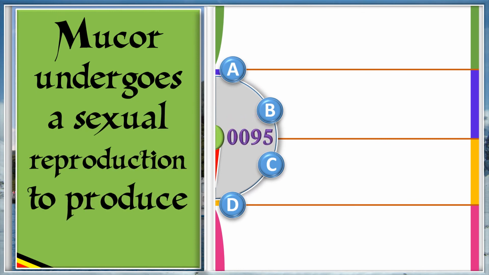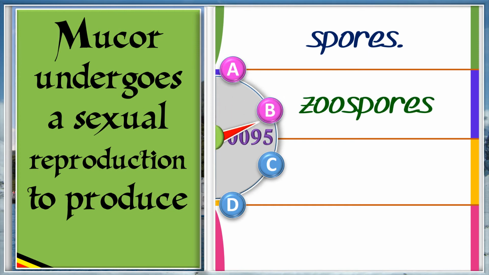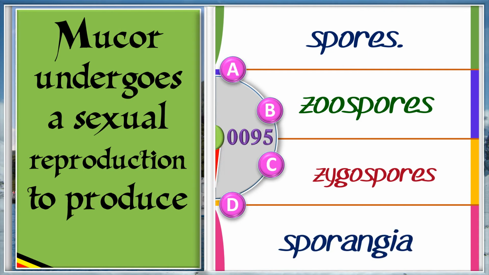Mucor undergoes asexual reproduction to produce A. Spores. B. Zoospores. C. Zygospores. D. Sporangia. And the answer is A. Spores.